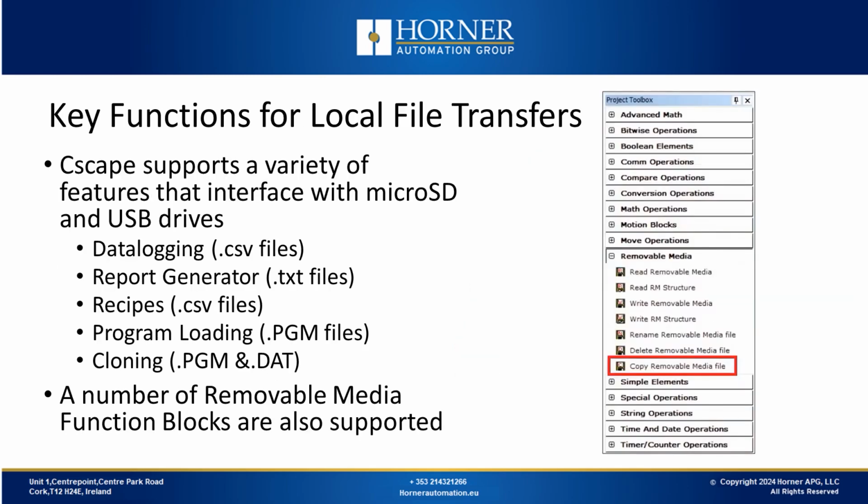There are a lot of functions and features in the OCS that support removable media, such as data logging and report generation. There are also functions that can be accessed from the System menu that can be used for loading programs and cloning. All of these functions either use the System menu or their own custom dialog box to configure. However, to use the Copy Removable Media file highlighted, you need to use one of the removable media function blocks available in the instruction set in Cscape, which we will look at today.